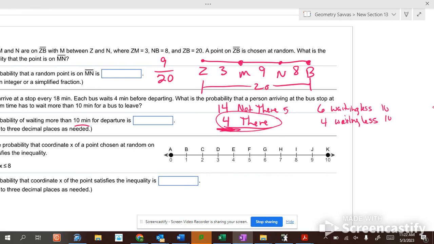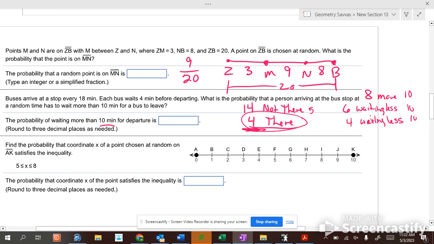So what's left up here? Well, for 8 minutes, you're waiting more than 10. So what's the probability that you'll have to wait more than 10 minutes? Well, for 8 minutes of the total 18 minutes, you'll have to wait more than 10 minutes. Okay? Because these 6 minutes plus these 4 minutes, you don't have to wait more than 10 minutes.